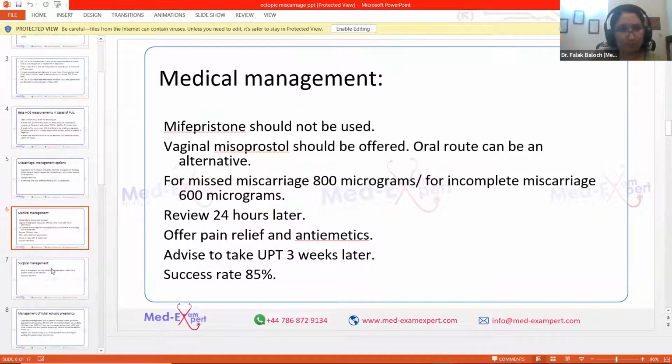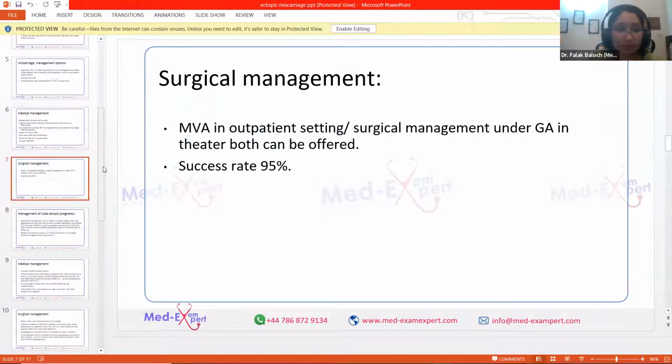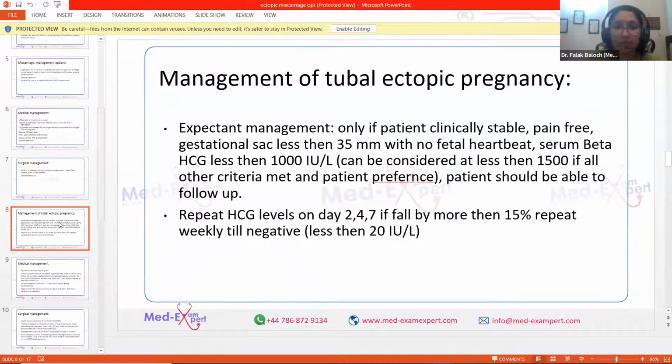So the next is surgical management. In the surgical management, it could be an MVA in the outpatient setting, or it could be a surgical management under general anesthesia in the theater. Both options are suitable depending on the patient preference. The success rate is 95%. The management of miscarriage is very simple. It's just that we should know this at the level of IMM. It is a must for a candidate who is sitting for IMM. We are done with miscarriage.